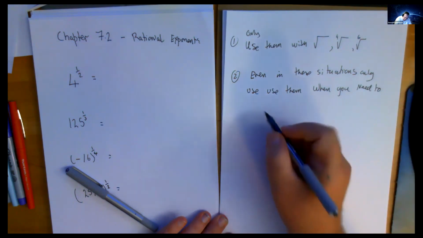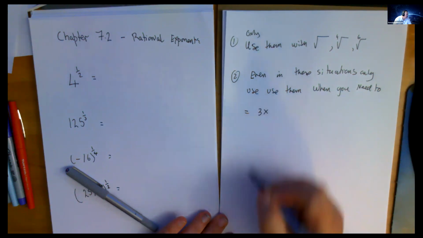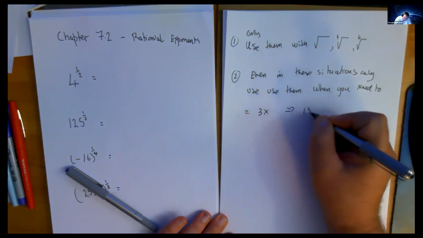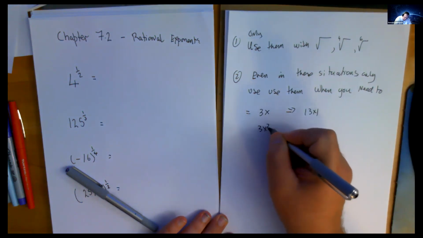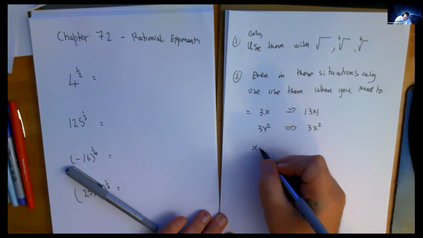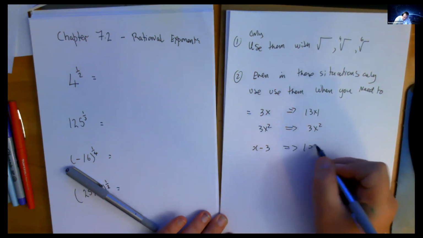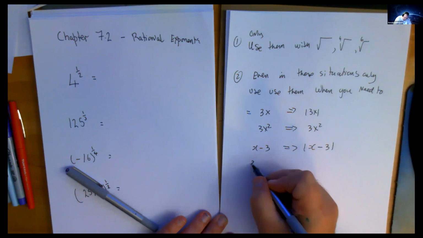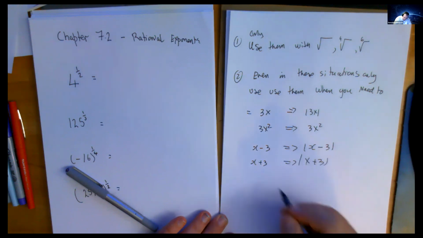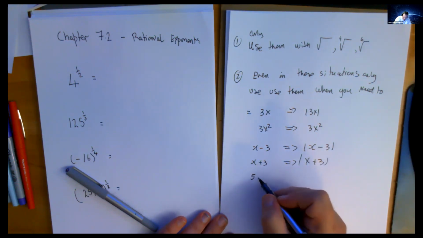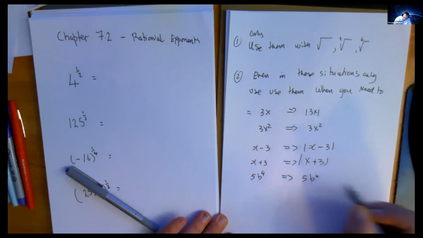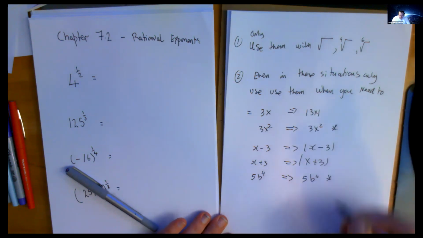If the answer was 3x, you need it. If the answer was 3x squared, you don't need it. If the answer was x minus 3, you need it. If the answer was x plus 3, you need it. If the answer was 5b to the 4, you don't need it. So why are these two special?